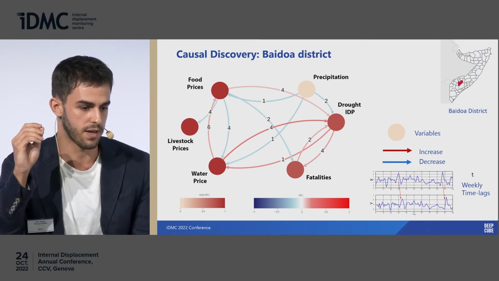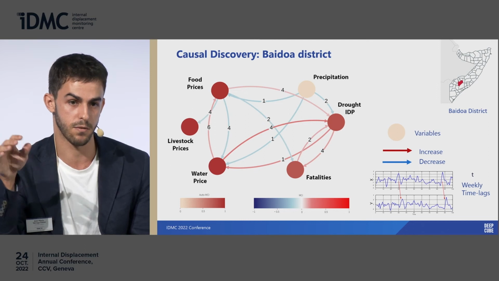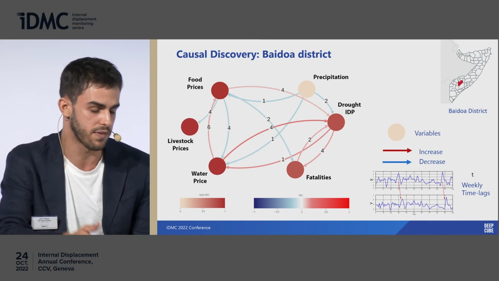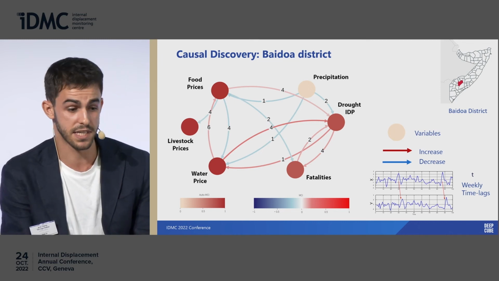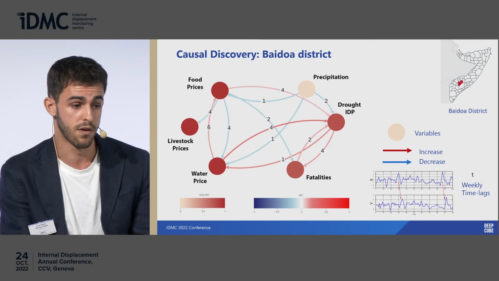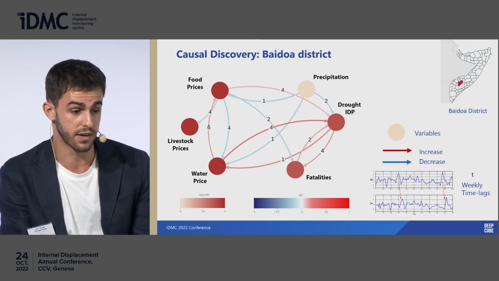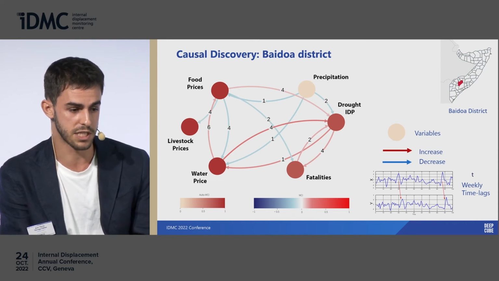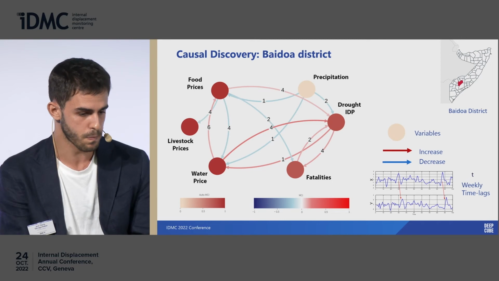And then you have a number which is the time lags in weeks in which these variables are affecting each other. So for example, we have that in Baidoa district, deficits in precipitation are causing drought displacement, but also food prices and water prices, specifically water prices with a higher intensity in Baidoa district. And we also have fatalities causing drought displacement with different week lags.